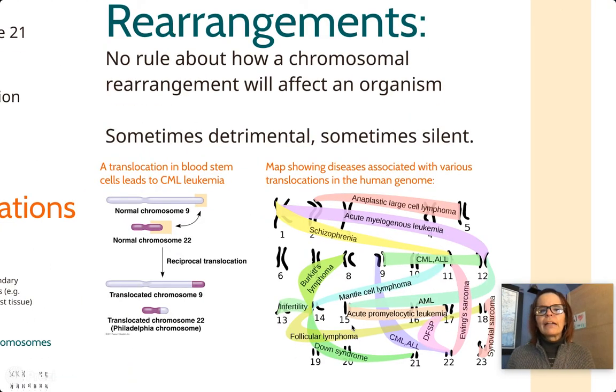Okay, rearrangements. There is no rule about how a chromosomal rearrangement will affect an organism. Sometimes it's detrimental, sometimes it's silent. Same thing with point mutations. We could change one letter of our DNA and have no impact whatsoever. We could change one letter of our DNA and develop cystic fibrosis or sickle cell anemia. So we call that silent when nothing happens.